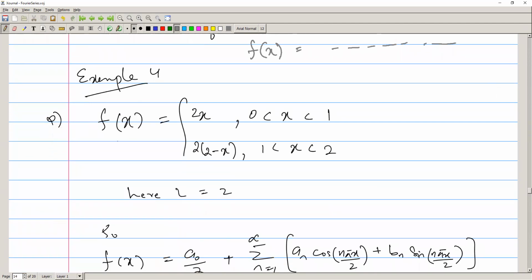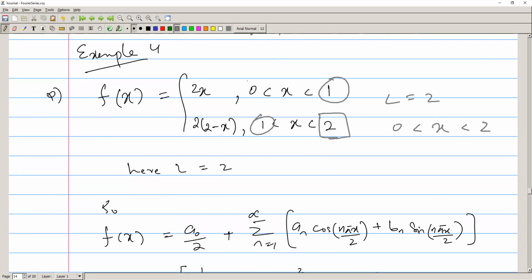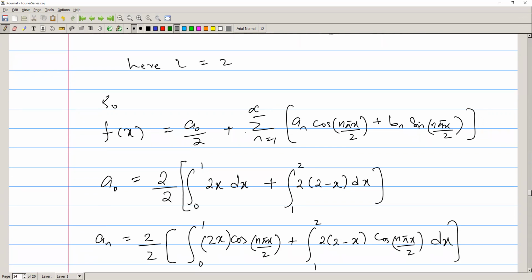Then we move to example number 4, which is a piecewise function. And this is the point of discontinuity. Here we can see that L is equal to 2. This is L, right? So the function is basically from 0 to 2. The lowest limit is 0 and the highest limit is 2. So now we can solve it by piecewise integrals.